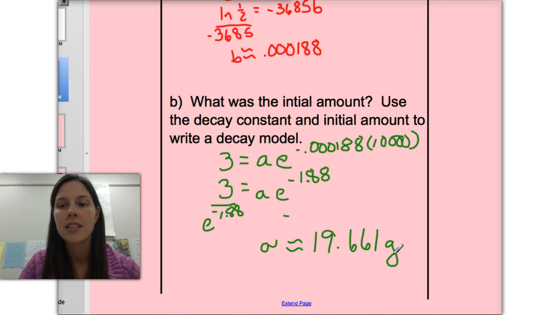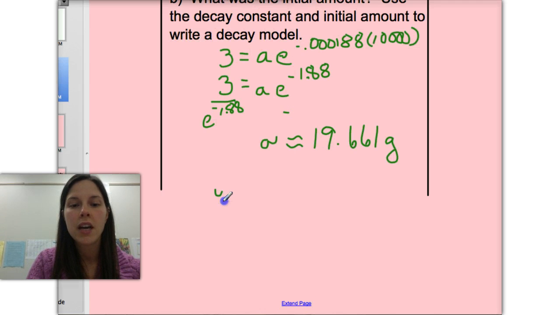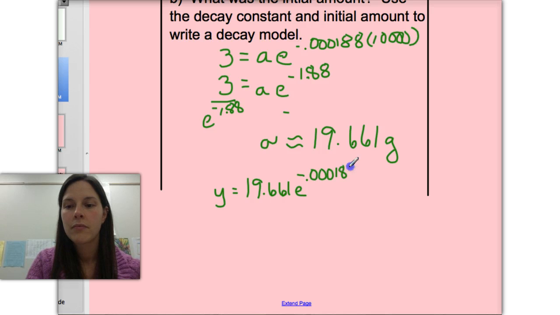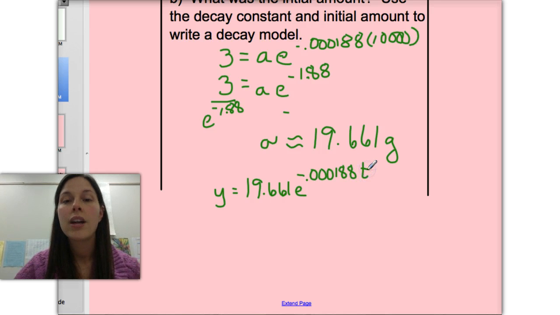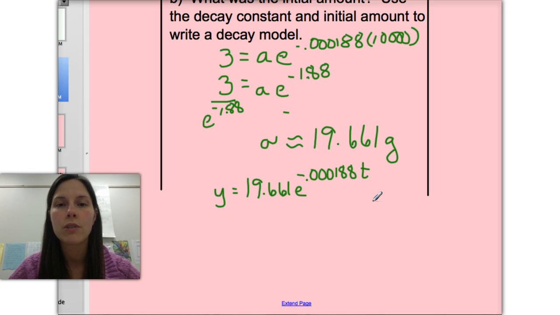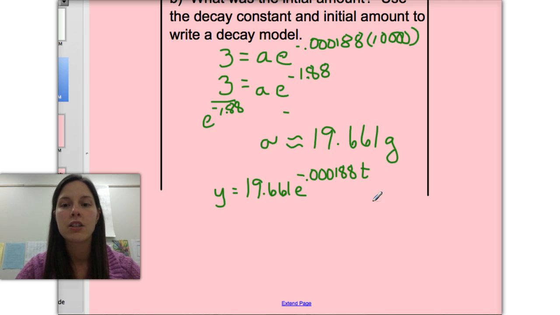We need both the decay constant and the initial amount to write our equation. So we substitute those back in. Y equals A, or 19.661, times e to the negative b, that's our decay constant, times t. Now I highly recommend with our b, normally we round to 3 decimal places. Because our b values tend to be very small, round to 3 significant figures. So if you have a bunch of zeros at the beginning of your number, keep 3 additional numbers. Otherwise you're going to get some serious rounding error.